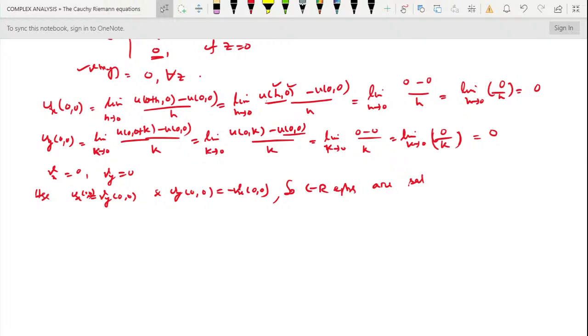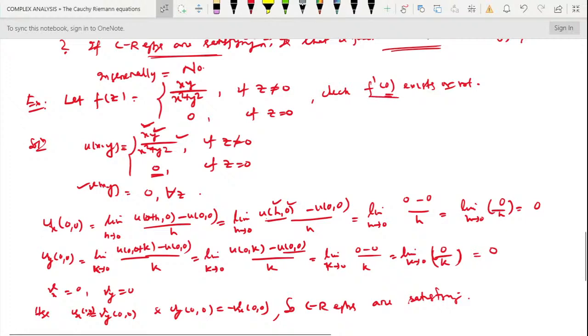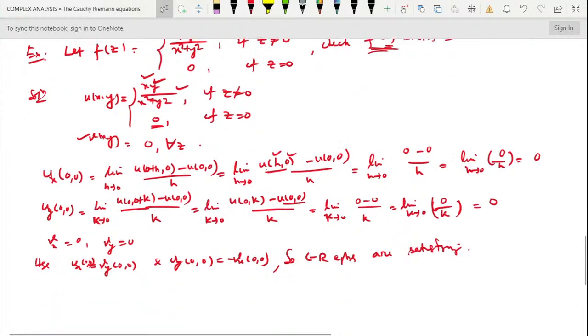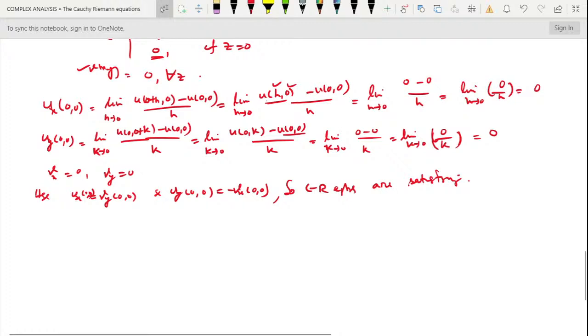So if the CR equations are satisfied, you check whether f dash at 0 exists or not. That means whether f is differentiable at 0 or not. Before going to this differentiability, first you just check whether f(z) is continuous at 0 or not.